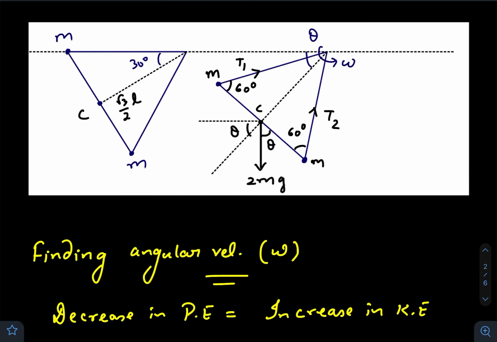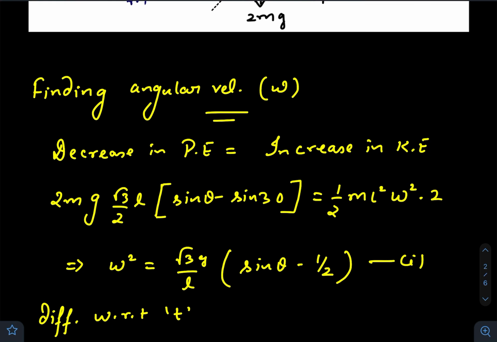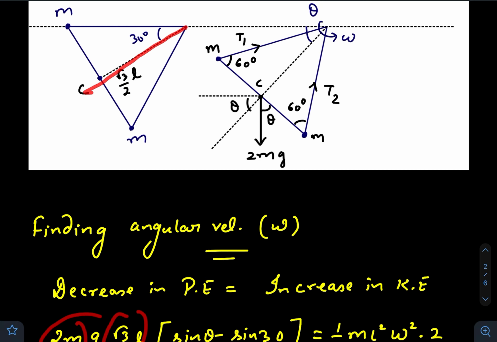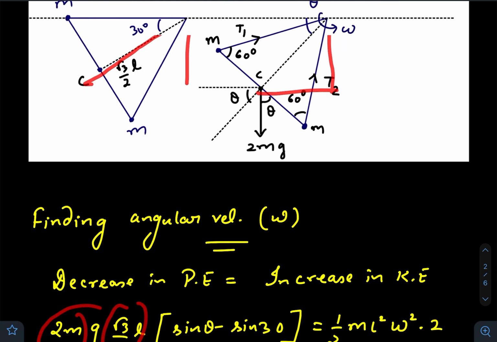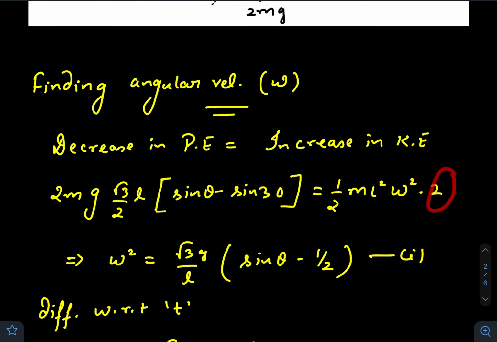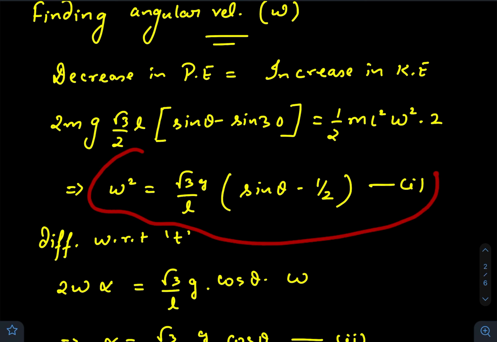So for the potential energy, just look at the center of mass, it falls down by some value. Initially it was at this height, and now it is at this height. So the decrease in potential energy is 2 mg times root 3 by 2 L, since this length is root 3 by 2 L, times sine theta minus sine 30, equals the increase in kinetic energy of these two point masses, that is half m L square omega square times 2, due to there are two masses. So we got omega square like this.